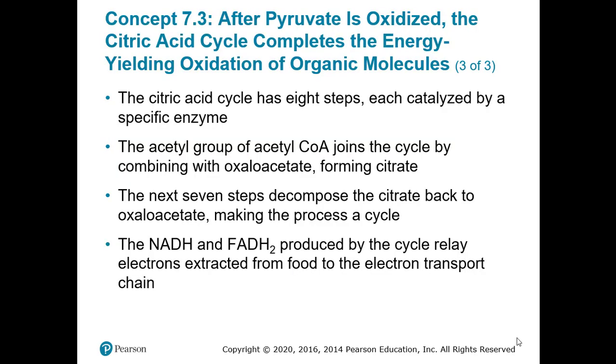All right. Citric acid cycle has 8 steps. Each has a specific enzyme. The acetyl group from acetyl-CoA is going to join the cycle, so it combines with a 4-carbon compound called oxaloacetate. It's going to form citrate. And then there are 7 more steps that are going to break the citrate back down into the oxaloacetate, which essentially makes it a cycle. And as that cycle occurs, you're going to get the NADH and the FADH2 produced, which will then go to the electron transport chain.